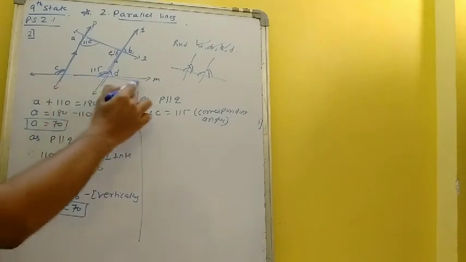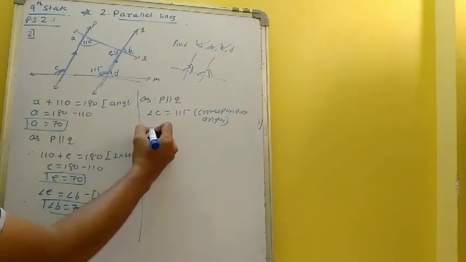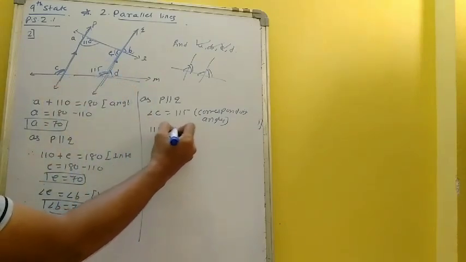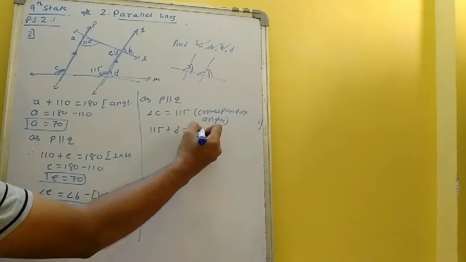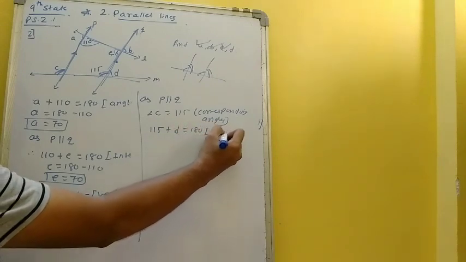Now, this is a straight line. Therefore, 115 plus D is equal to 180. Again, linear pair.